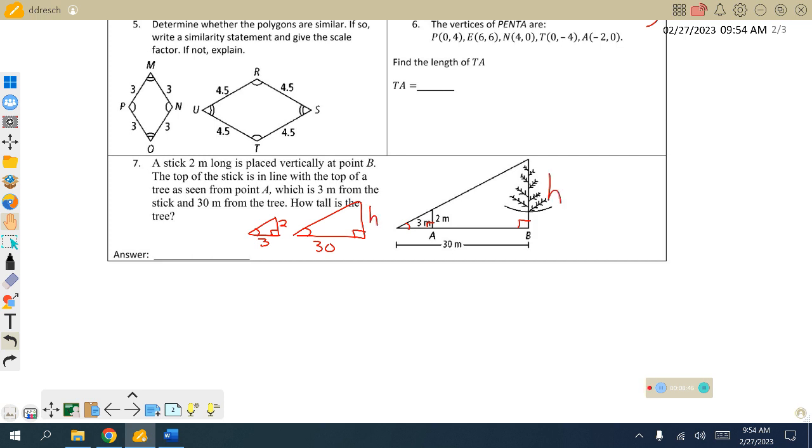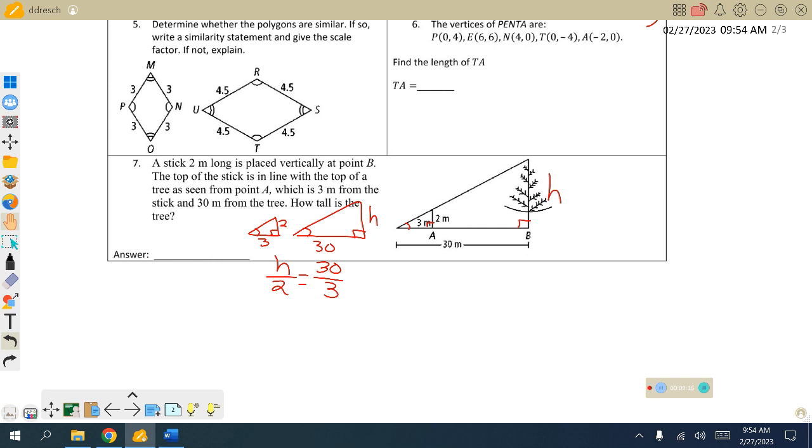Okay. And there's your proportion. Match up the sides, match up the corresponding sides. What does H go with? H goes with what? H goes with what? 2. Yep. H with 2 and 30 with 3. Do your cross product. I mean, that's nothing new. We've done a ton of those.